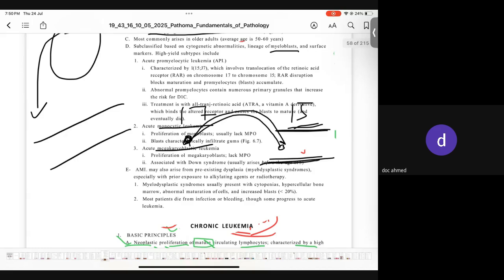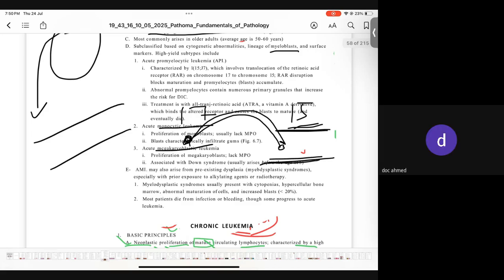Really important, right? Generally speaking, MPO is for which lineage? The myeloblast lineage, because there we have neutrophils. MPO is important for fighting off bacteria. And as we know, the megakaryoblasts do not fight against bacteria or any infection. So we won't have MPO in either monoblasts or megakaryoblasts. Is it clear?